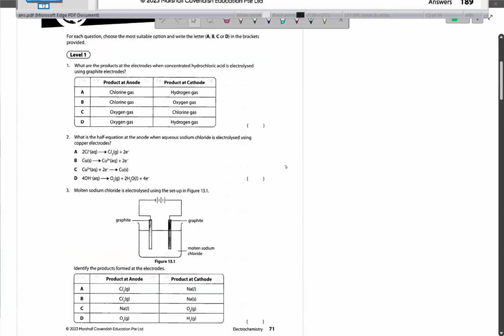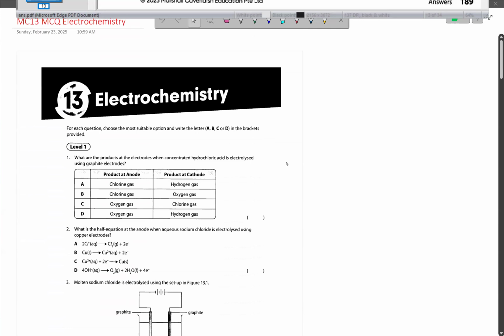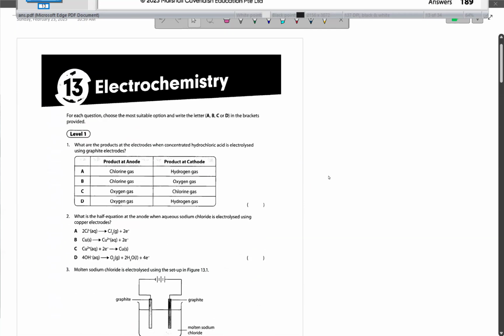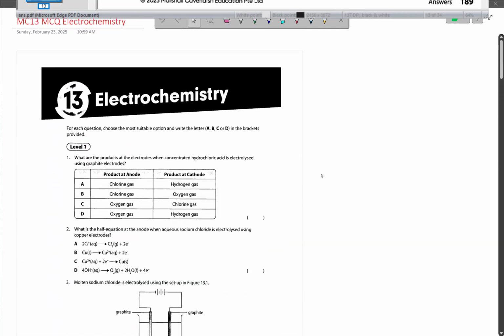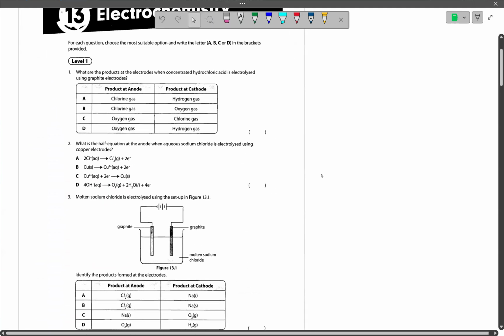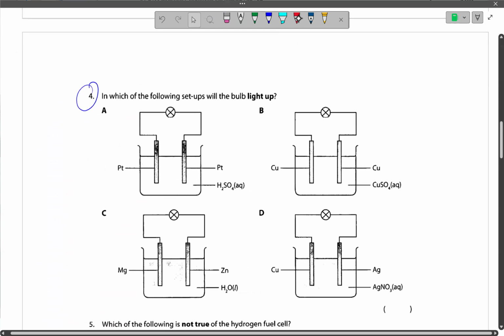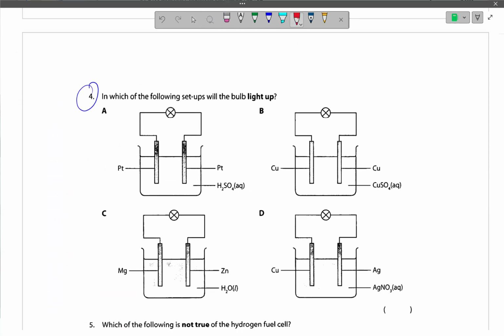Okay, this is a video discussing the chemical cell, which is one part of electrolysis, electrochemistry. This is from the Marshall Cavendish MCQ book, chapter 13. We only focus on the chemical cell for this session. Which of the following will make the bulb light up?